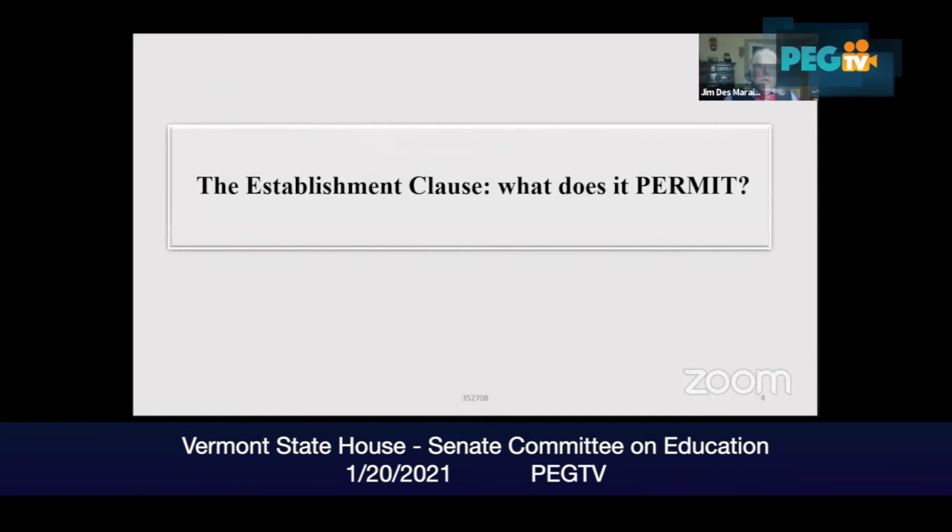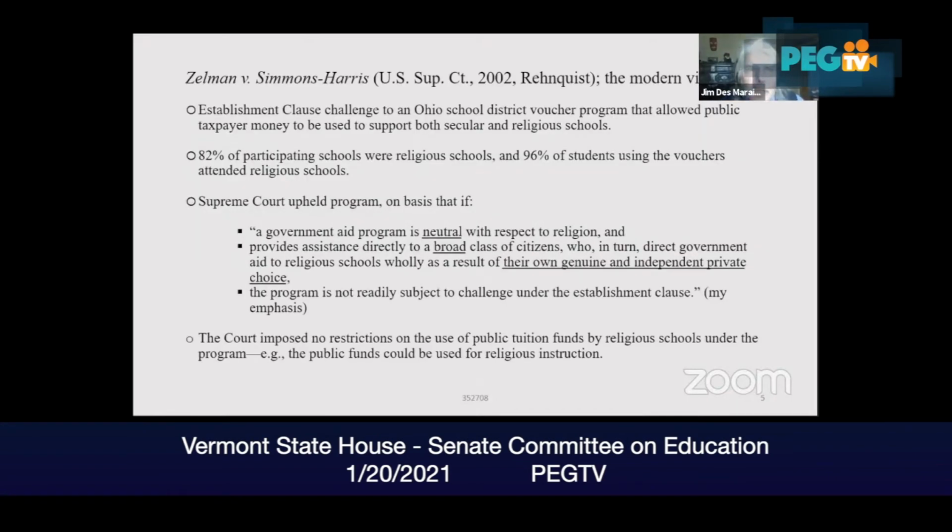So first question is, what does the Establishment Clause permit by way of government support for religion? And the leading case here is Zelman versus Simmons-Harris, 2002 Supreme Court. So Ohio established a voucher program that allowed taxpayer money to be used to pay tuition for both secular and religious schools. So the parents would decide how to spend that money.